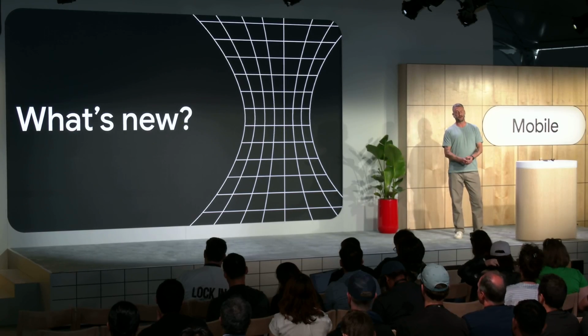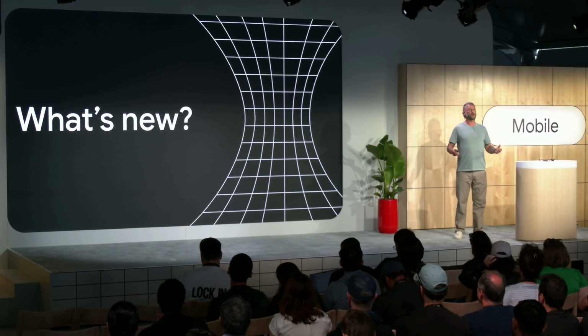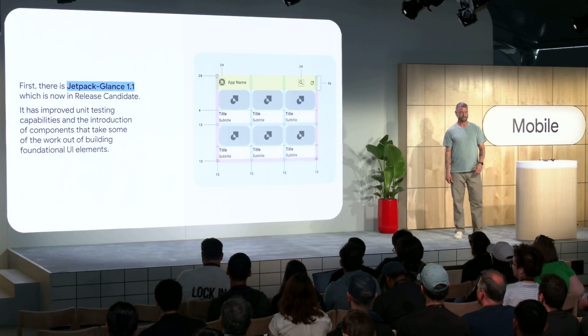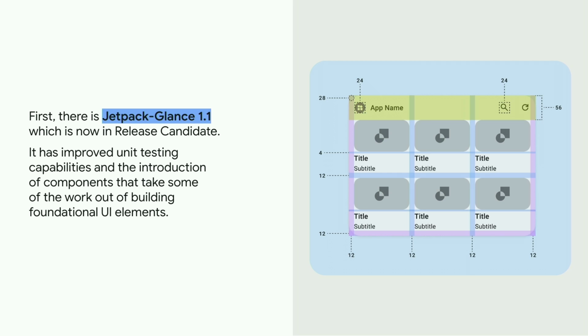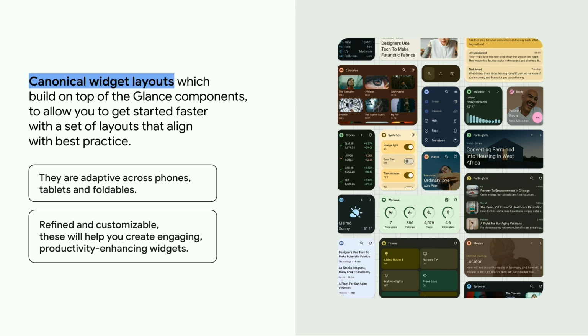Before Summers walks us through how to implement a widget, I want to tell you a bit about some new resources we're providing to make building great widgets less complex, less time-consuming, and more integrated into your existing toolchain. First, there's Jetpack Glance 1.1. It has improved unit testing capabilities and the introduction of components that take some of the work out of building foundational UI elements. We've also released canonical widget layouts, which build on top of the Jetpack Glance components to allow you to get started faster with a set of layouts that align with best practice.